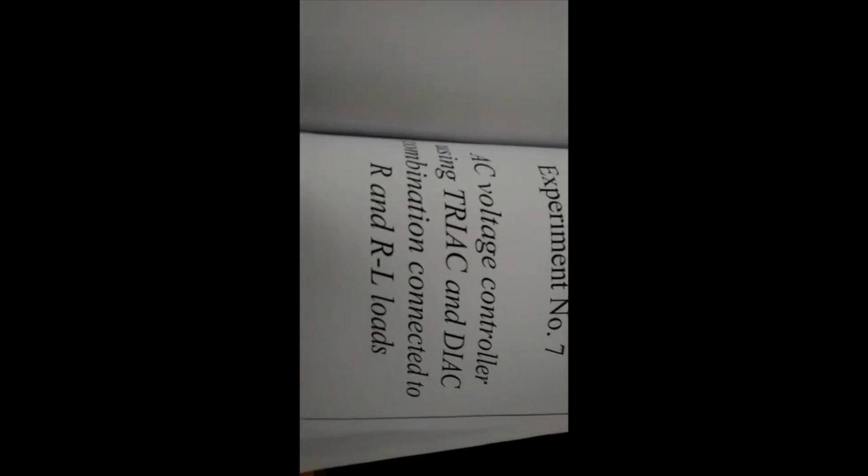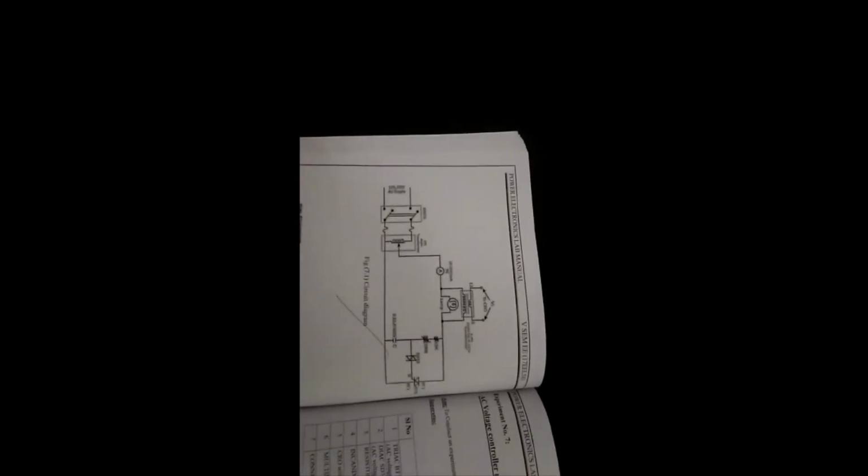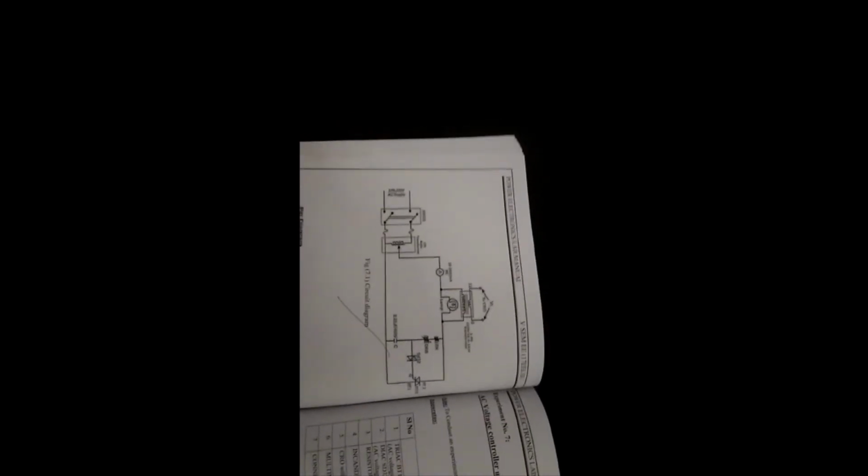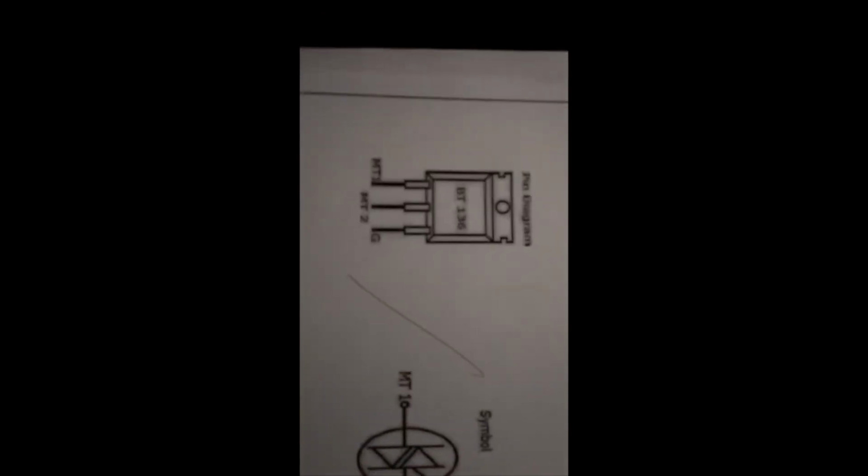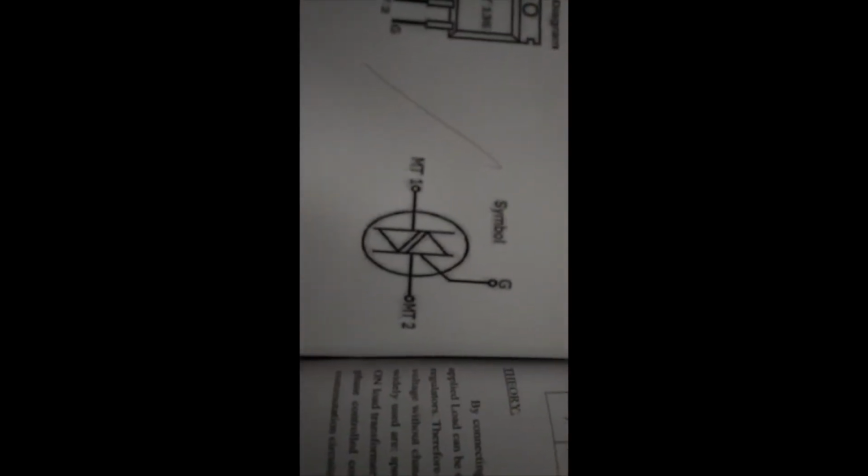Today I am going to explain the AC voltage control using a triac and diac combination connected to the R and RL load. This is the circuit diagram of the AC voltage control using the triac and diac combination. This is the pin diagram of the triac. This is the symbol of the triac.